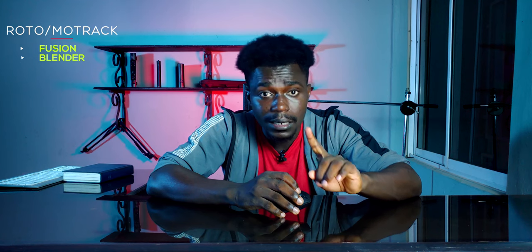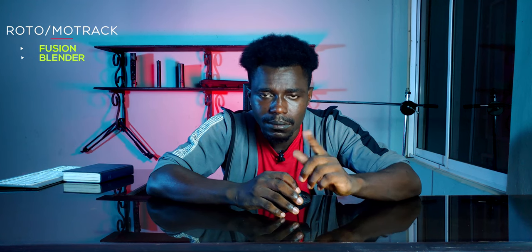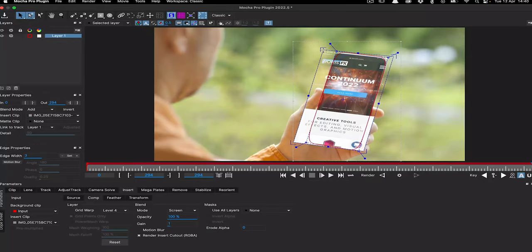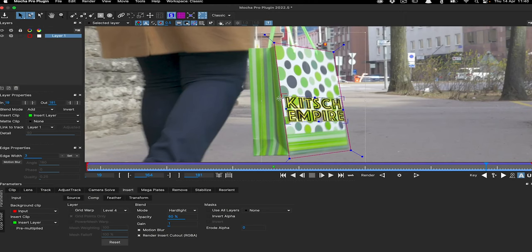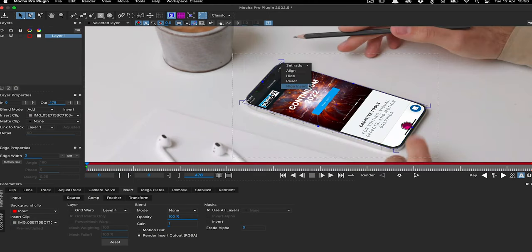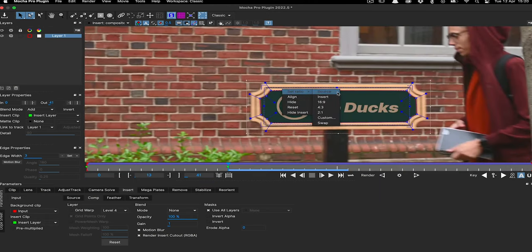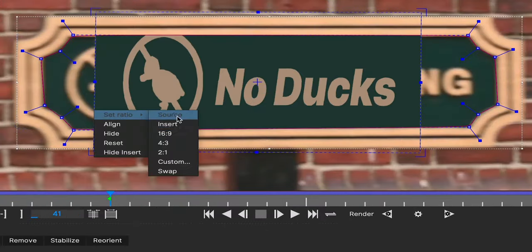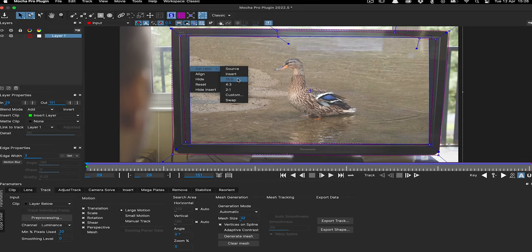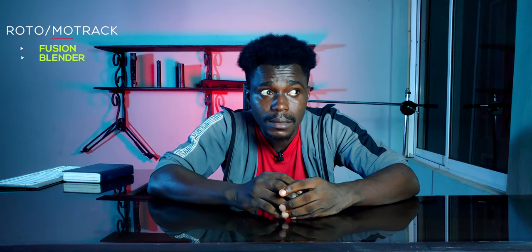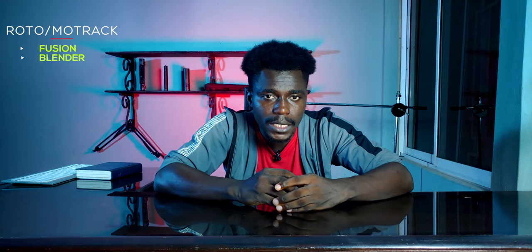Mocha and Silhouette, I think, are the industry standard, yeah, but cost a lot. I've used Mocha once in a company and it's really powerful and easy, such that you don't even need a tutorial to start. I miss the software so much. Mocha, oh Mocha. There is also After Effects.